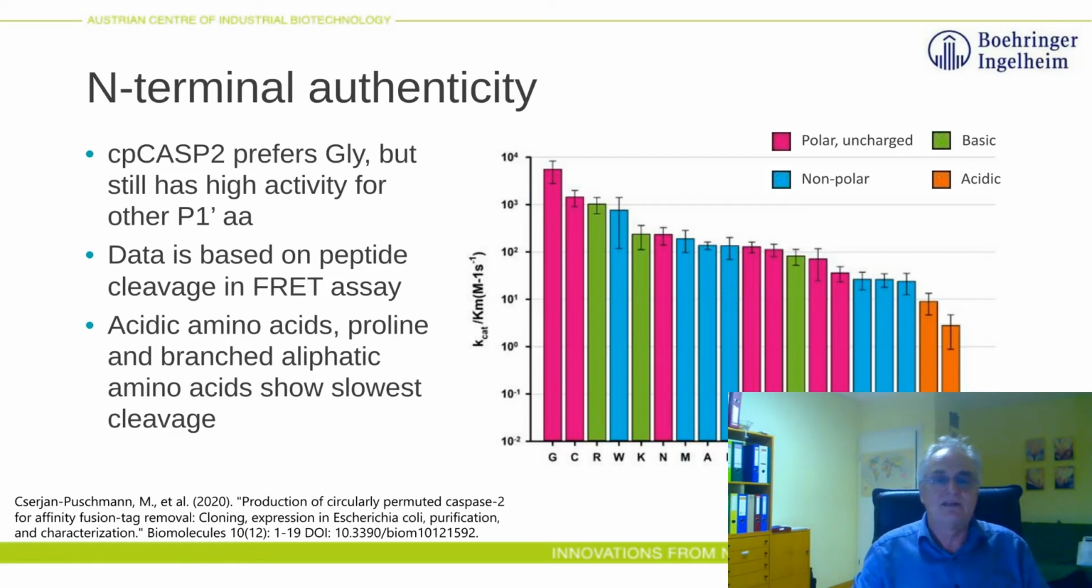And this authenticity is quite often expressed as the cleavage kcat over Km. We measure this. Those of you who are not familiar with enzyme kinetics, this is a parameter for the specificity, but also for the cleavage efficiency. And what you see here, with polar, non-polar, basic, and acidic residues, we have different cleavage rates.